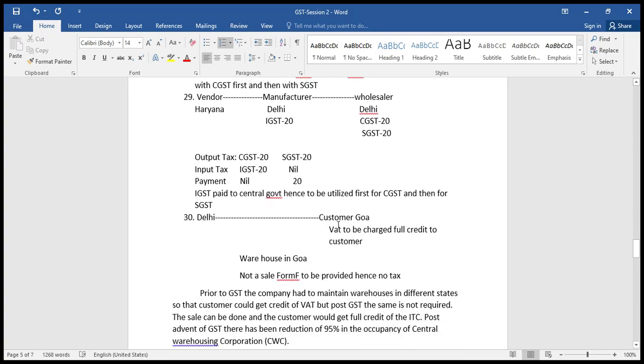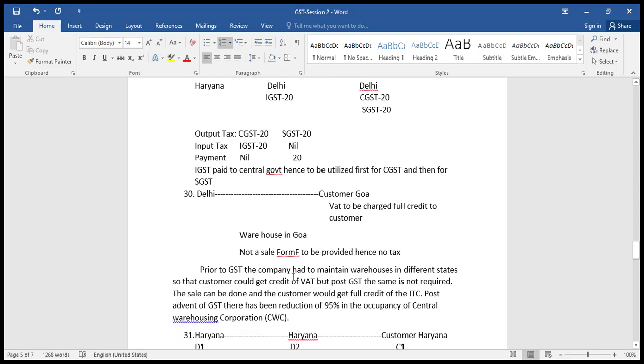Delhi, customer Goa, VAT. Under VAT, say warehouse, the transfer was supposed to be made to a warehouse in Goa, and then from the warehouse in Goa to the customer sales were made. Transfer from Delhi to the warehouse in Goa was not a sale, and Form F to be provided. Hence, no tax was charged.